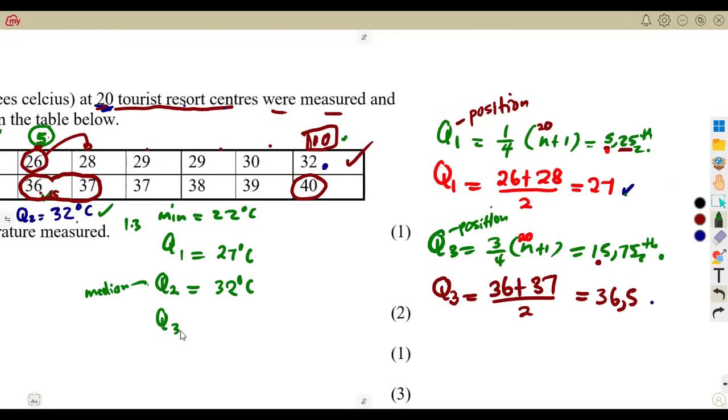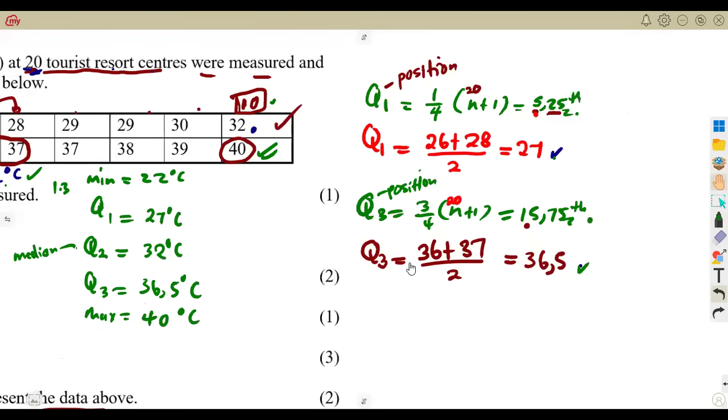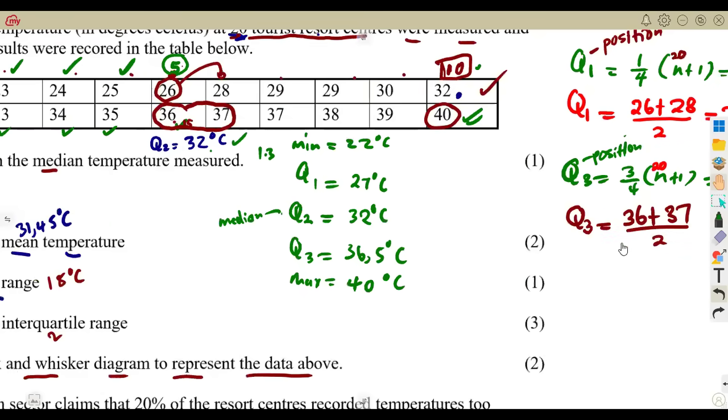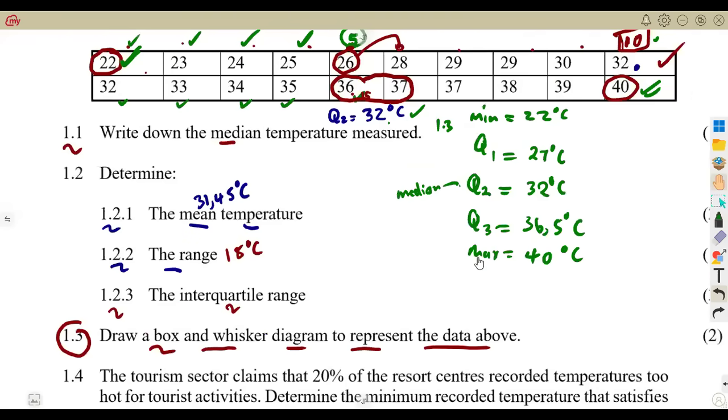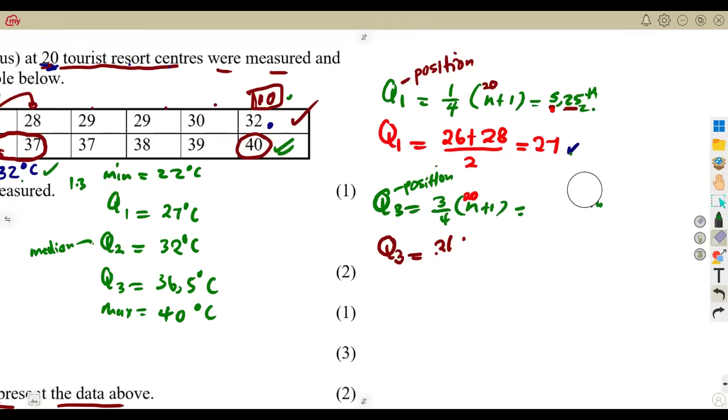Then we need the Q3, upper quartile. That was 36,5 degrees Celsius. Then we also need the maximum value. And the maximum value is on our table here. The last digit that we see there is 40. So these are the 5 values which are to be represented on your box and whisker plot. Remember your box and whisker plot, guys. All right. So we are supposed to have this 5-number summary represented.